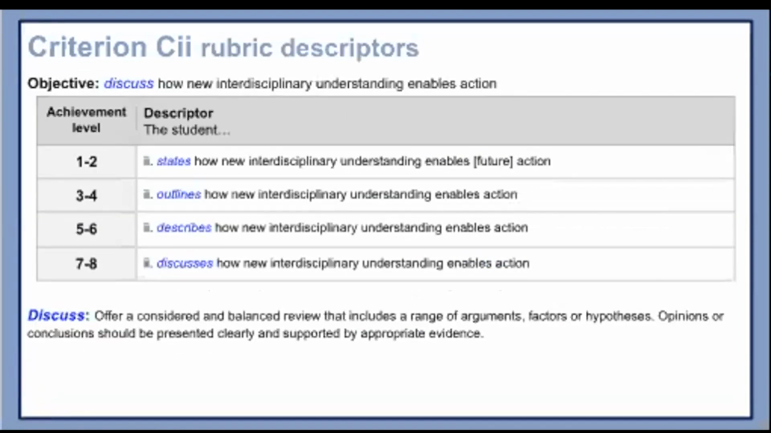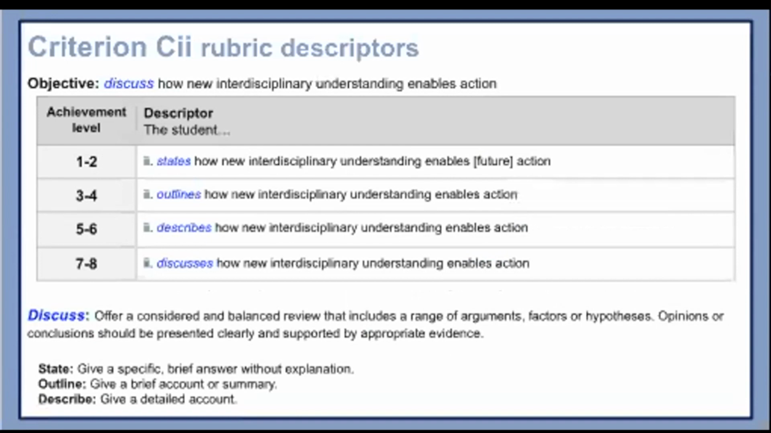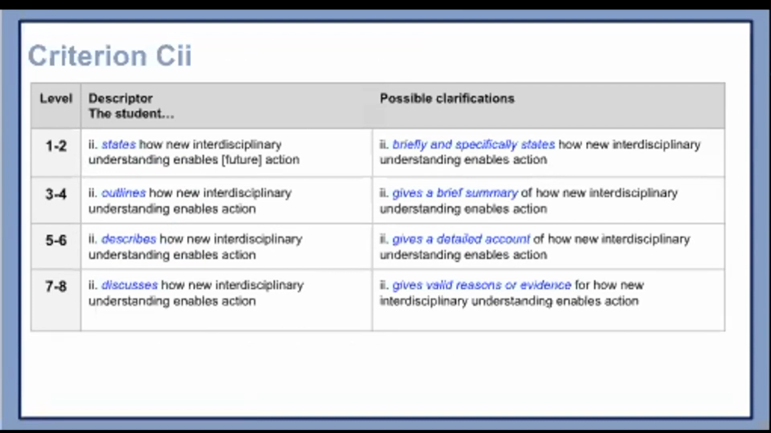Again, in criterion C2, the command term is discuss, once again, even though you only see it at the 7-8 level. Same thing as the C1. Those other terms, states, outlines, describes, distinguish between the detail and thoroughness of the discussion.